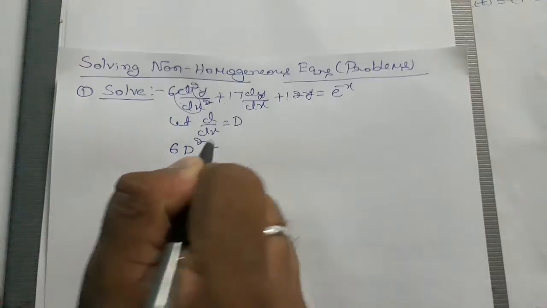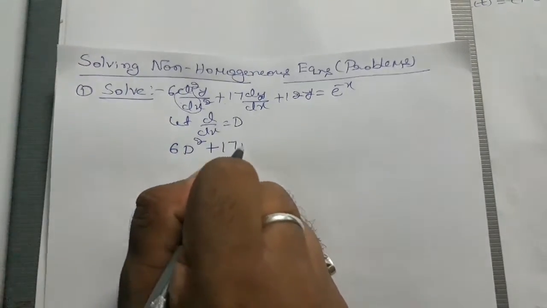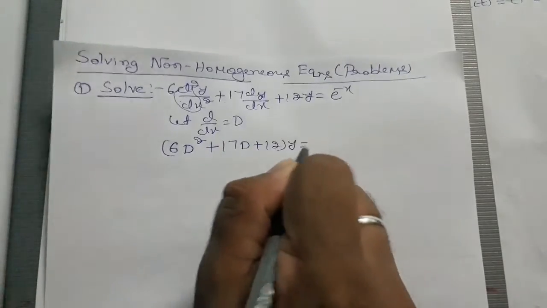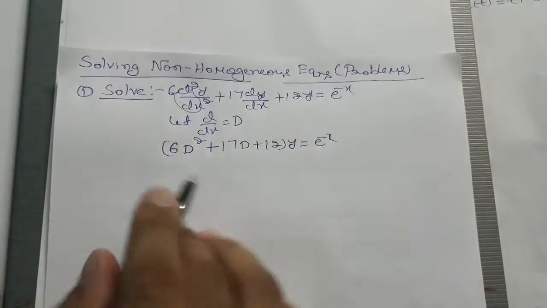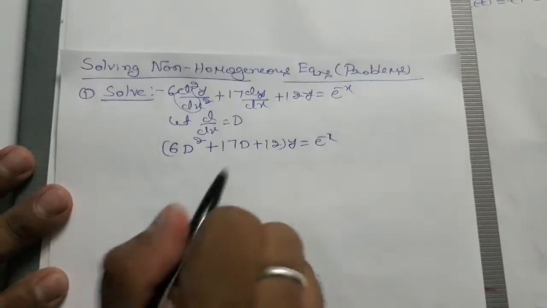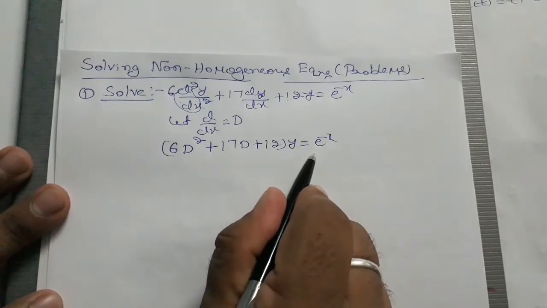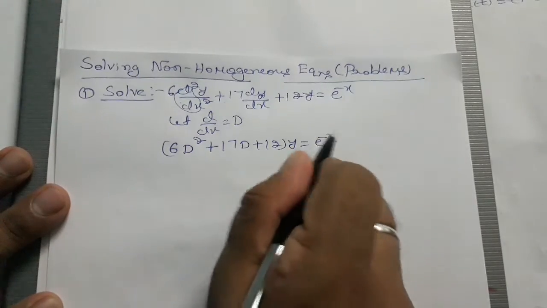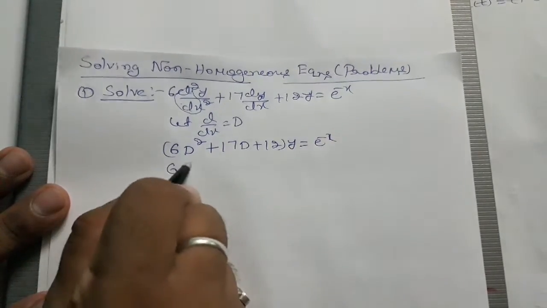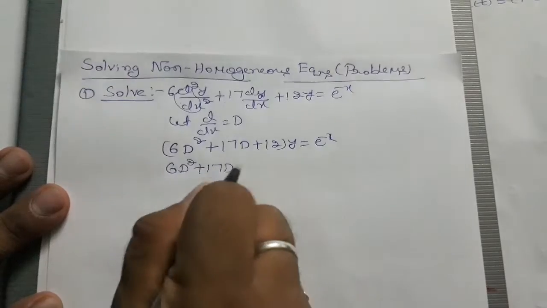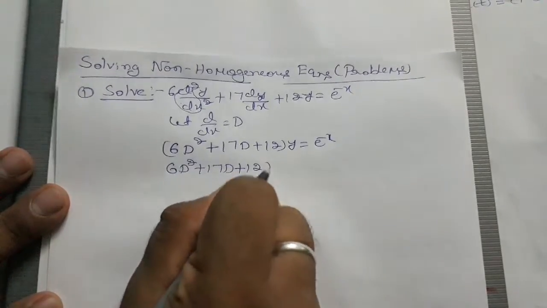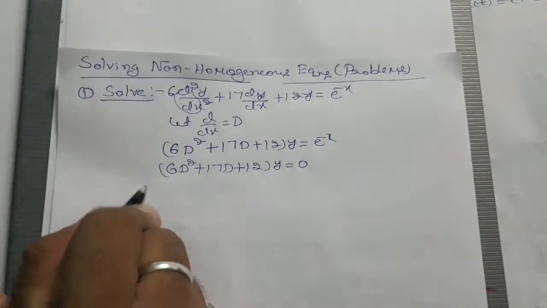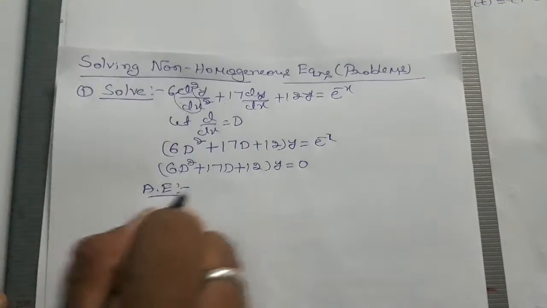So we'll get 6D square plus 17D plus 12, taking y as common, is equal to e to the power of minus x. While solving this problem, we have to convert this equation into the form of a homogeneous equation. That means I have to take the RHS as 0. 6D square plus 17D plus 12 into y is equal to 0.